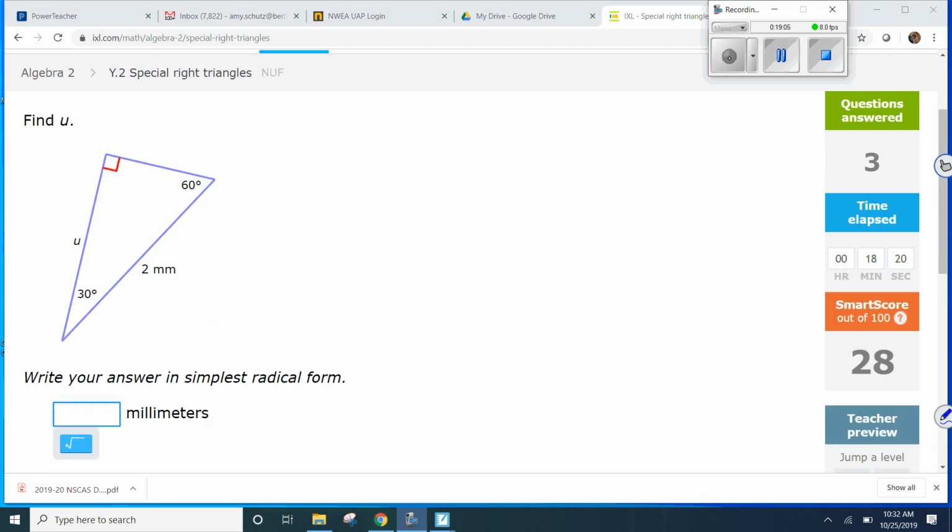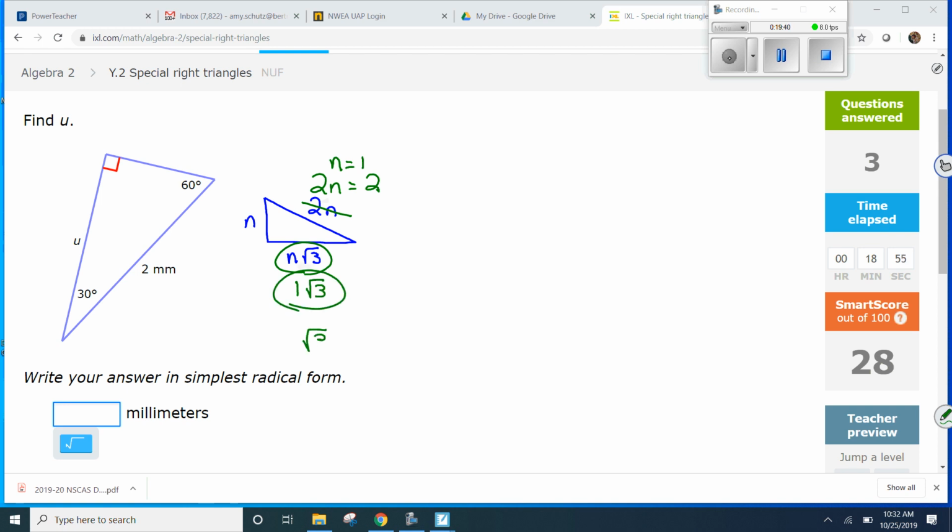Okay, I changed my mind. I decided to go ahead and show you this one just in case you use your special triangle. Because if you look at this one, the hypotenuse is 2. So you've changed this 2n. 2n is equivalent to 2. So if you divide both sides by 2, that means n is equal to 1. And this is the side that they are looking for, which is opposite of that 60 degrees. So n is 1, and you end up with radical 3. So your answer is just radical 3.